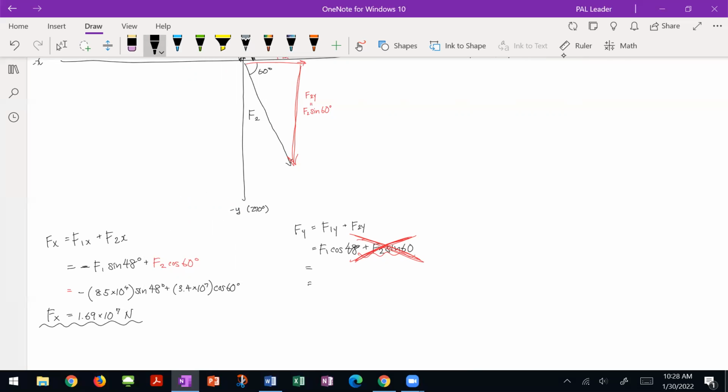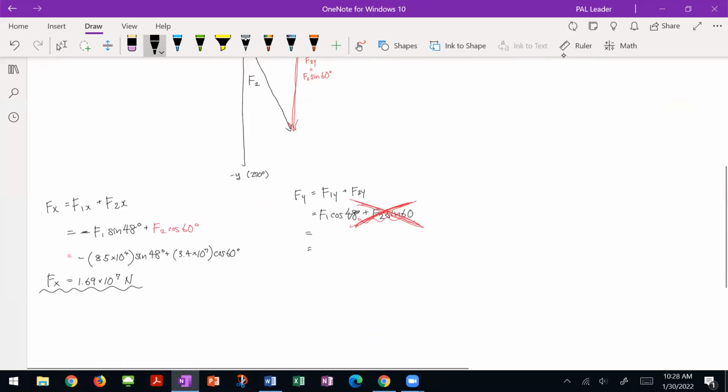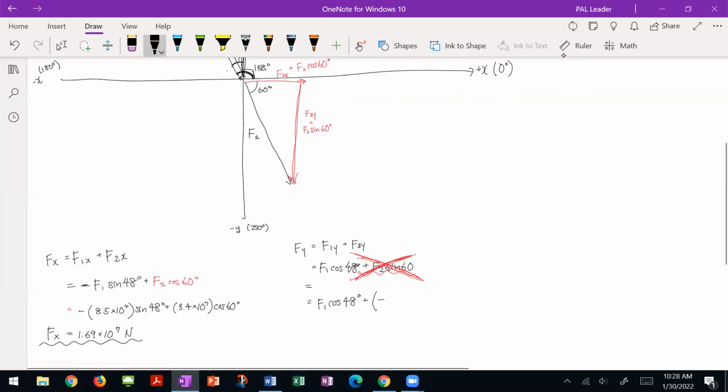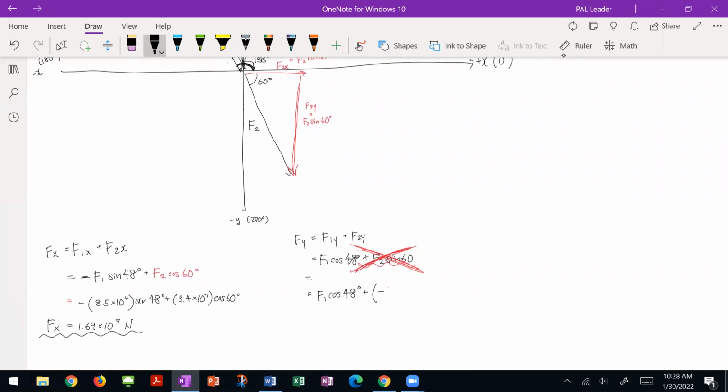F1, that's going up. That's positive. I can keep that. F1 cosine 48 plus, it's plus because we're looking at the sum, but the direction is negative. So F2y would be negative F2 sine 60 degrees.